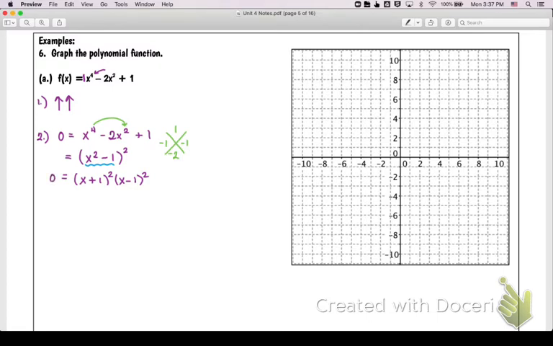So again, we want that equal to 0. So what are our zeros? If x plus 1 equals 0, then we're going to get -1. And if x minus 1 equals 0, we're going to get +1.